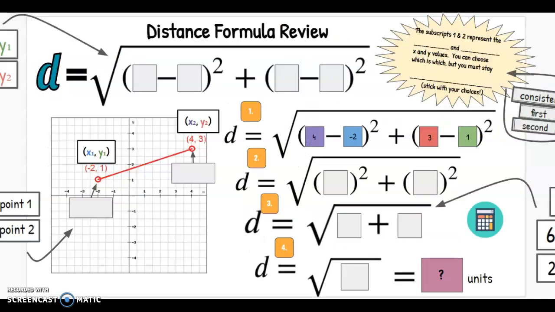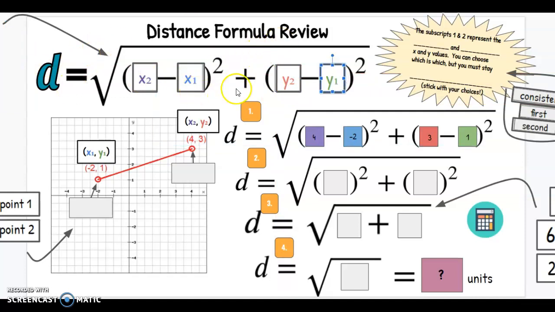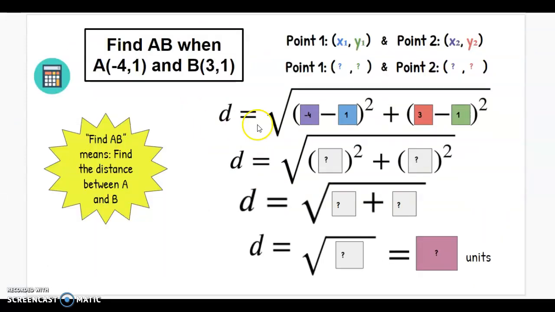The formula is x2 minus x1 squared plus y2 minus y1 squared. Alright? This is the formula. So that's why you have to put the points in and you have to match them.